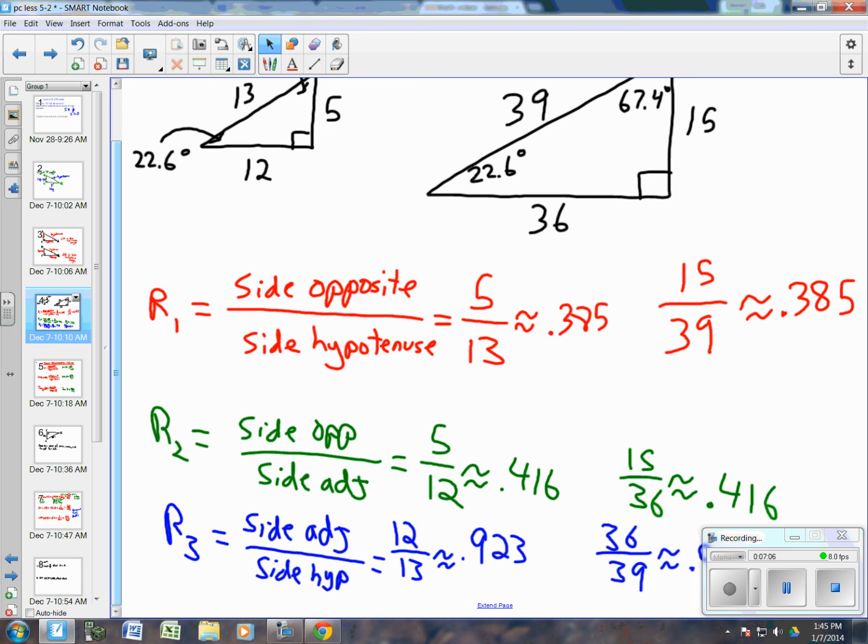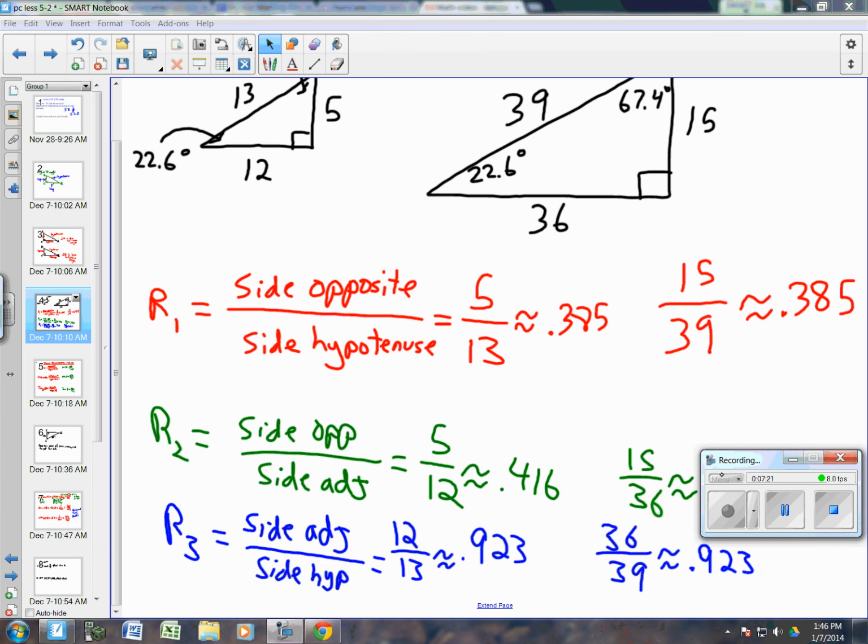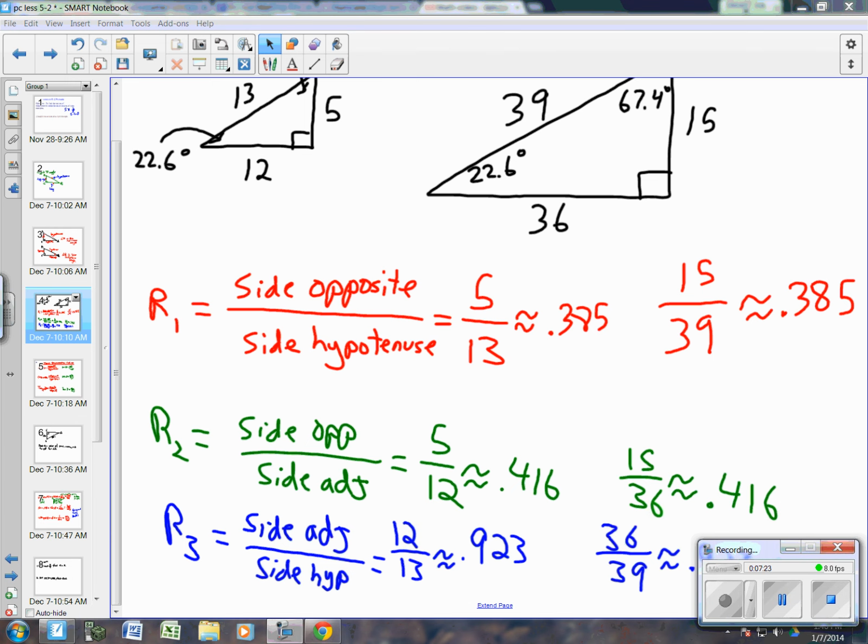They're the same. The third ratio I can do is the side adjacent over the hypotenuse. Side adjacent is 12 over hypotenuse is 13. And 36 over 39, they're both 0.923. So the ratios are the same no matter how big the triangles are. If the angles are the same, then it's going to be the same.